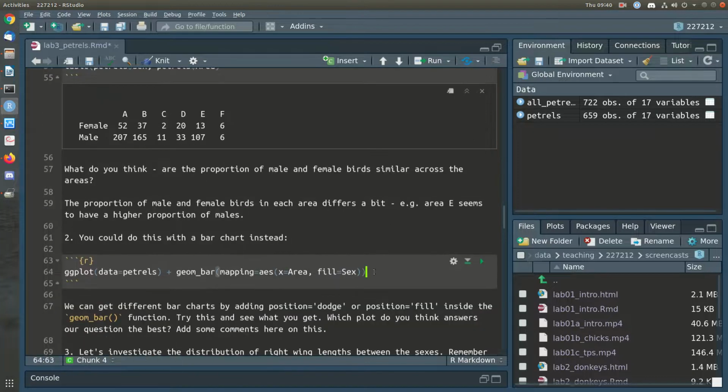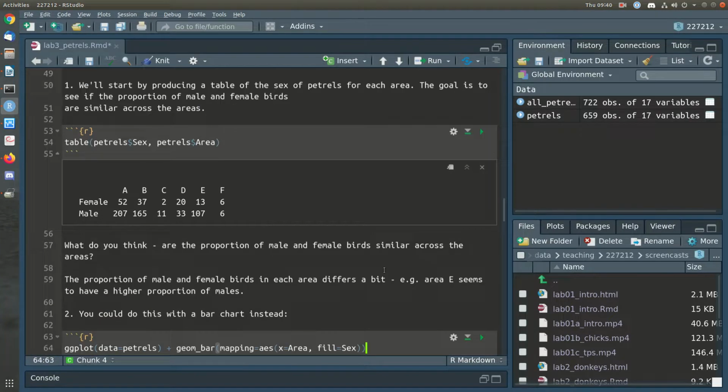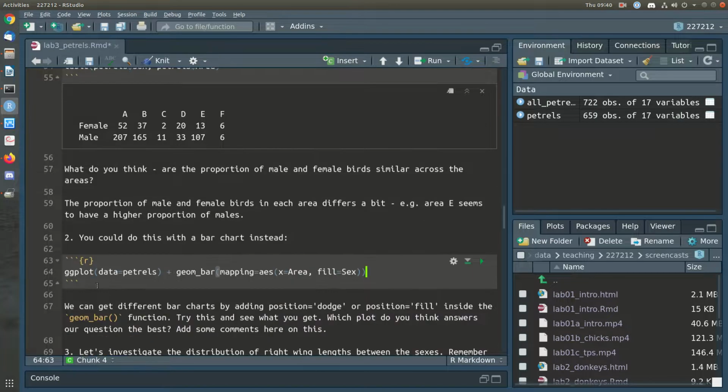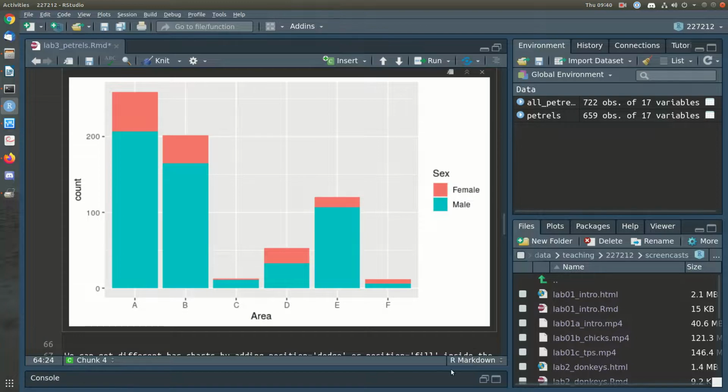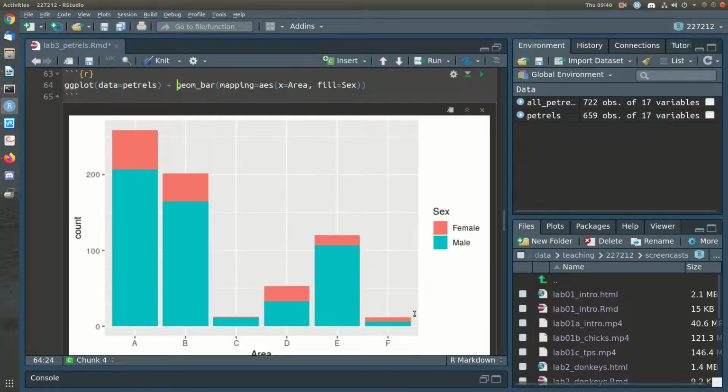So we can do this with a bar chart instead, of course. So instead of a table we could use a bar chart. So we could use our ggplot. Remember our recipe, we put our data into the ggplot argument. We then put our mapping from our data to features of the plot inside our geometry, and we're using a bar chart, so we're using geom_bar. So let's run that. And you can see that by default here it stacks the bars.